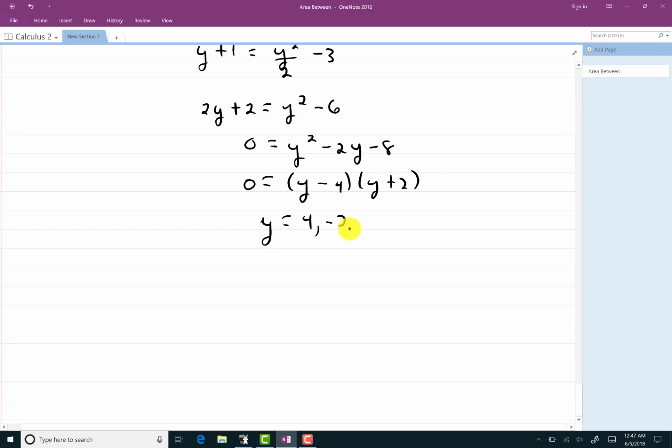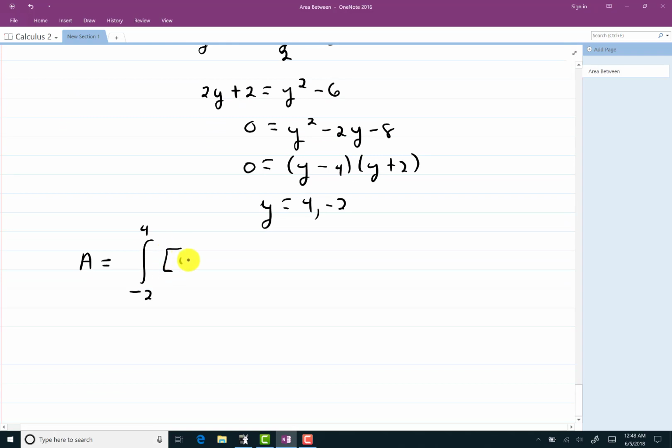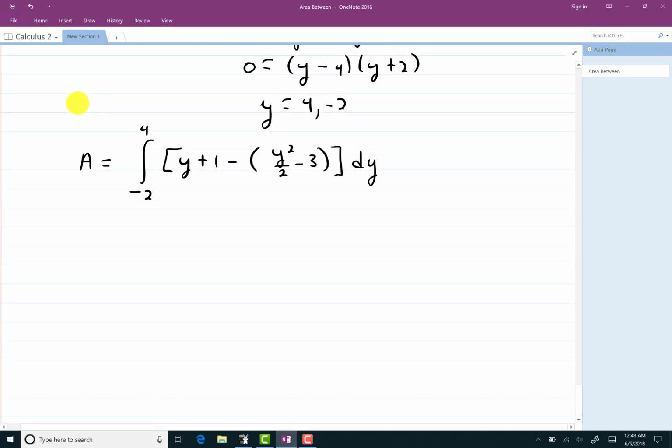So the area then is going to be the integral from -2 to 4. The upper function was y plus 1. The lower function was y squared over 2 minus 3. I made a common mistake. Since I'm talking about y, the integration is in terms of y, and I will leave it to the student to verify that this equals 18.